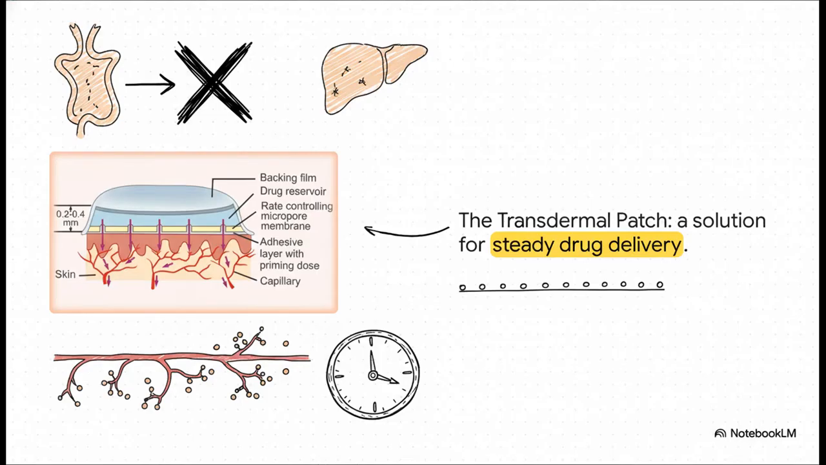Well, one very clever solution is the transdermal patch. You just stick it on the skin. The drug then gets absorbed slowly and steadily through the skin, right into the tiny blood vessels and then into the main circulation. The genius of this is that it completely avoids the stomach and, crucially, it bypasses that first-pass metabolism in the liver. It's a really elegant way to deliver a constant amount of drug over a long time.